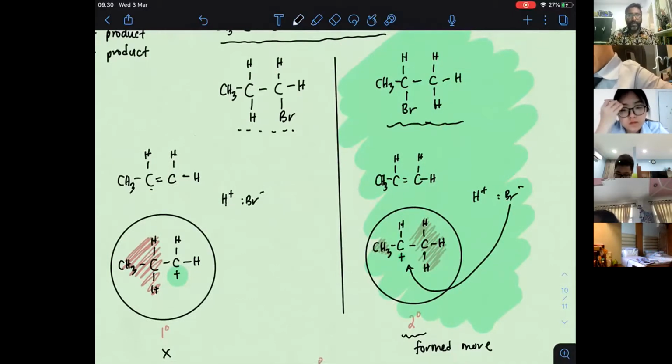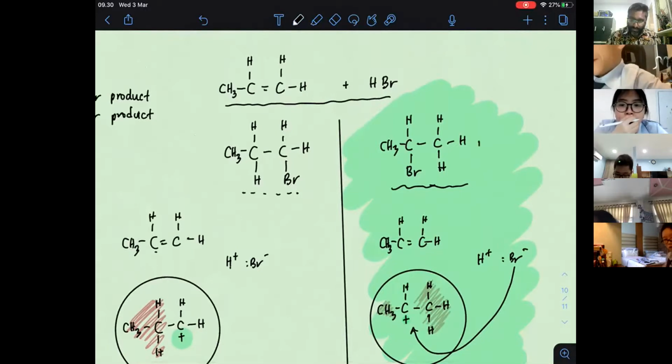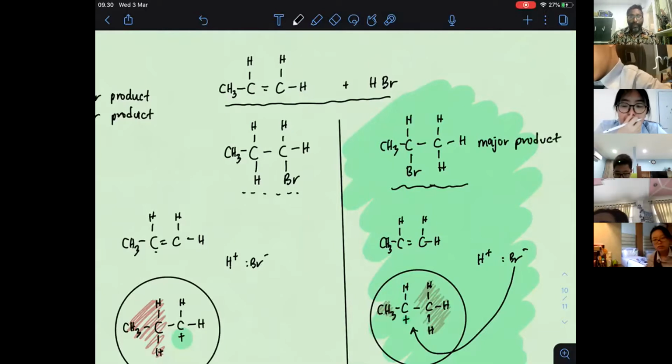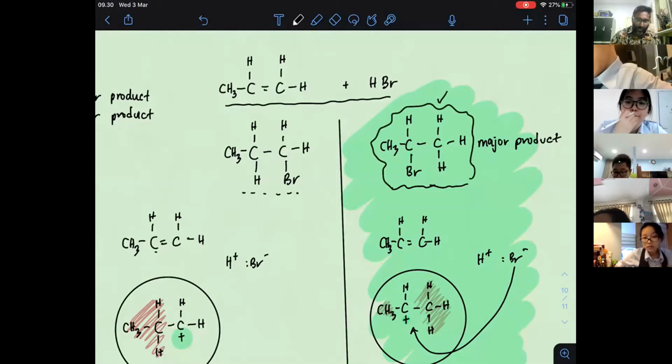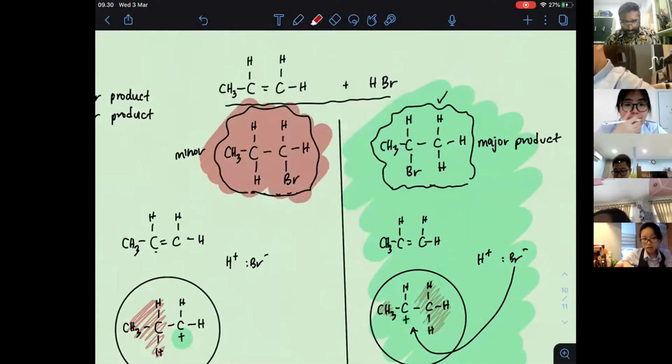Therefore, to answer my question, which one will be formed more? This is what we call the major product. So you will have more of this product compared to the product on the left. This is called the minor product. And the explanation I have already given to you. The reason you have a major product is that we want the carbocation to be more stable.